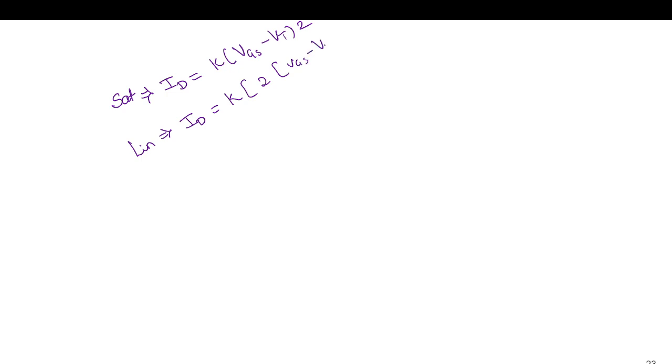We have some current equations. When the transistor is in saturation region, the drain current ID is K times (VGS minus VT) the whole square, and in the linear region of operation, the drain current is K times 2 into (VGS minus VT) into VDS minus VDS square.